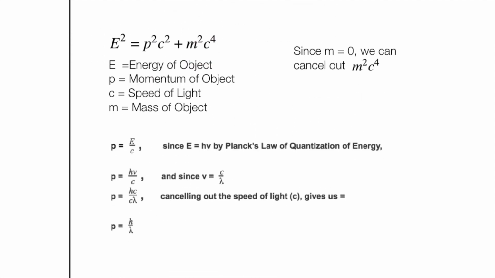In order for a photon to have momentum, its mass must be 0. To find the momentum quantitatively, we can refer to the relativistic energy of a photon, which can be found by the following formula, where E is the energy of the photon, p is the momentum, c is the speed of light, and m is the mass of the photon.